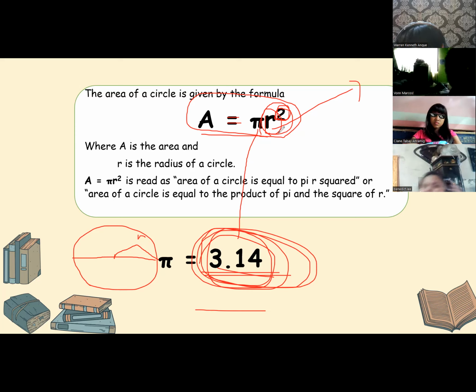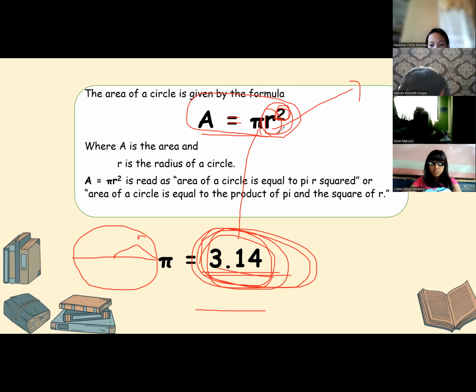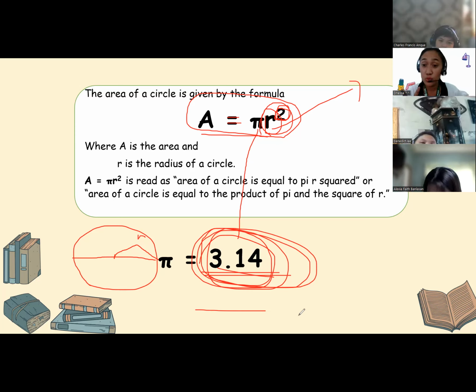Benedict. Hi, Benedict. Good afternoon. Okay, what does it mean about R squared? R squared means double the number? Okay, so what operation? You will use addition? Multiply. Multiplication. So will you say R times 2 or R times R? Benedict? R times 2 or R times R?